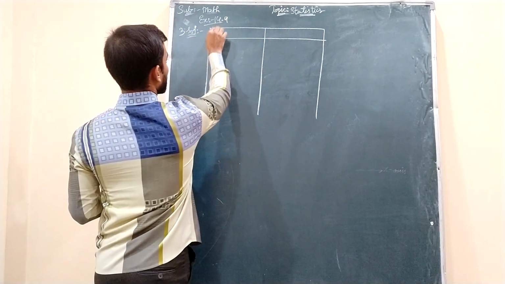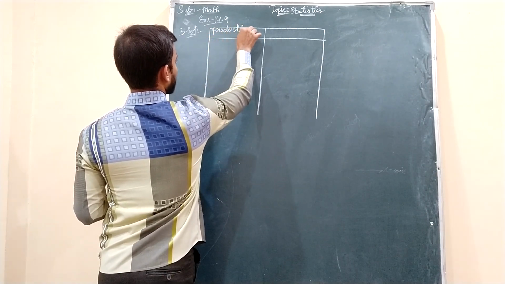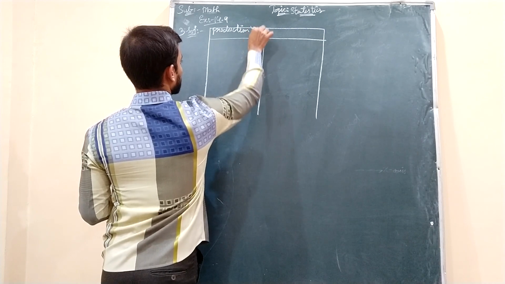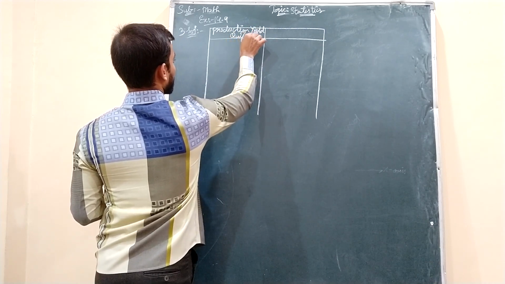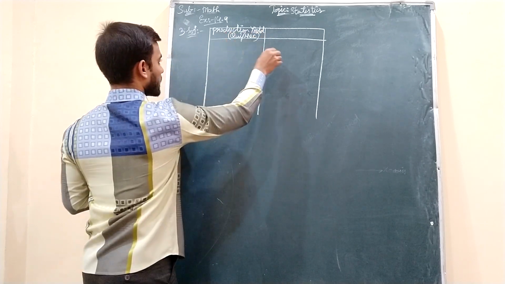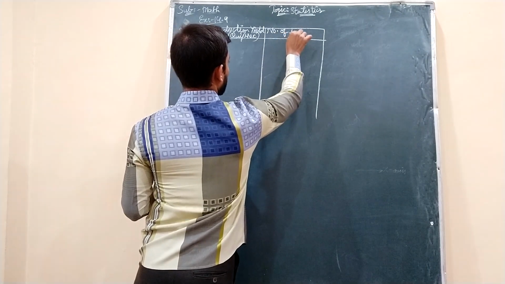First one is production yield, quintals per hectare, and the next one is number of farmers.